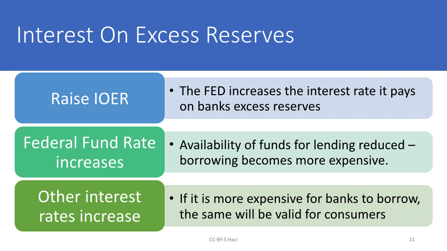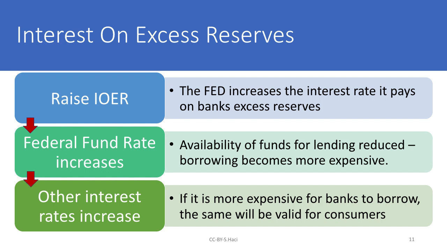So, if the Federal Reserve wants to increase interest rate in the economy, they would raise the interest rate on excess reserves. That way, banks are lending less to each other. There's less money available for lending, which means that other banks are going to be willing to pay more to get funding, and that will push the federal fund rate higher.